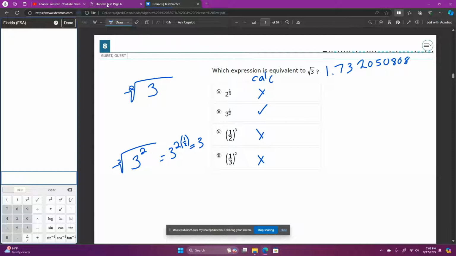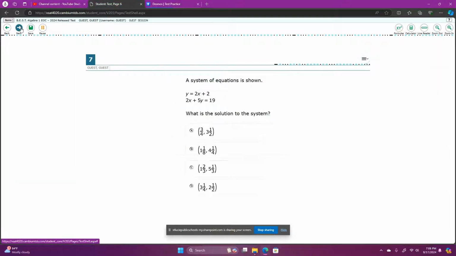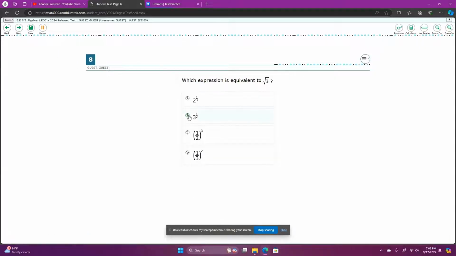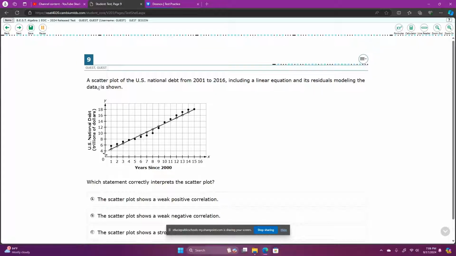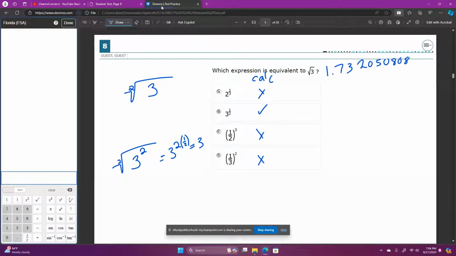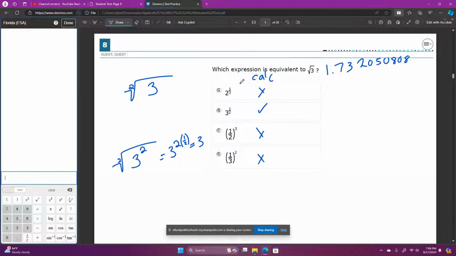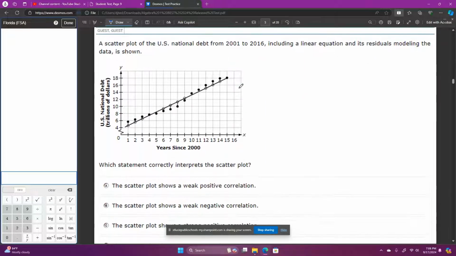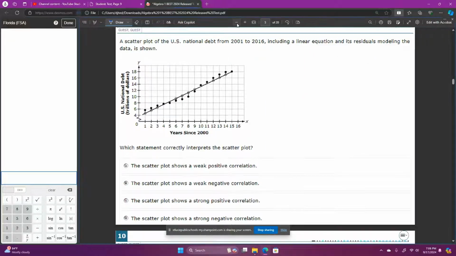Okay, so that was number 6. Number 7, we got this. Number 8, we got this. Excuse me. And then question number 9. A scatter plot of the U.S. national debt from 2001 to 2016, including a linear equation and its residuals modeling the data, is shown. Which statement correctly interprets the scatter plot?